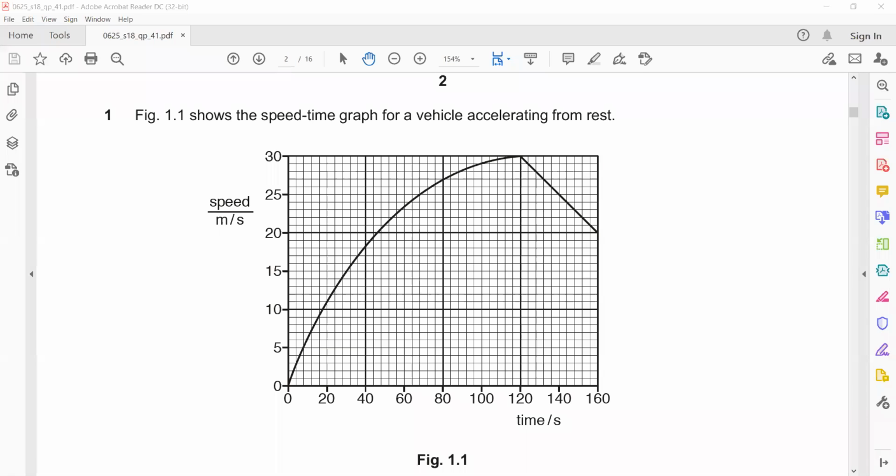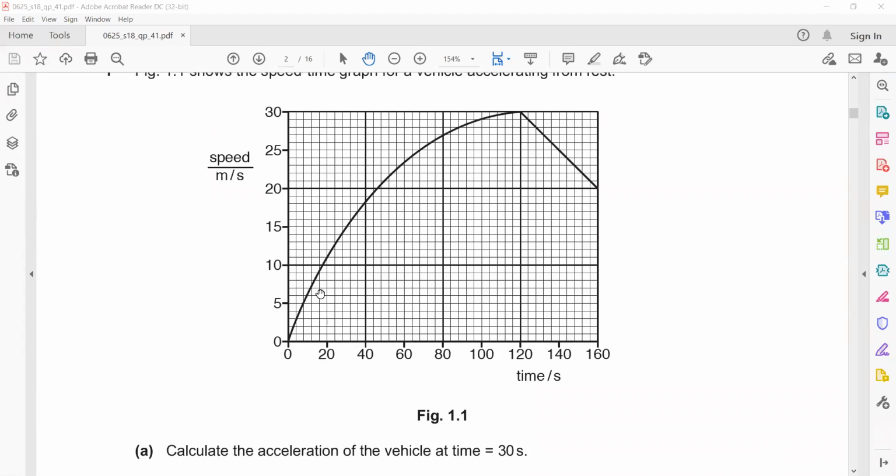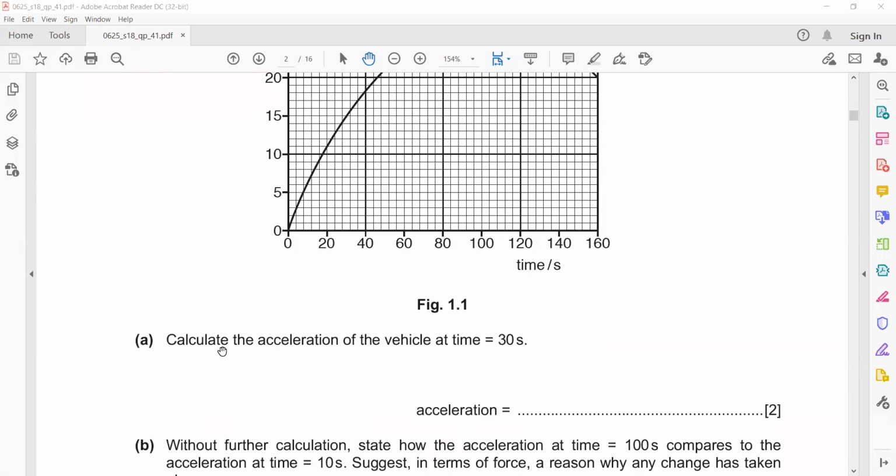Question: Figure 1.1 shows the speed-time graph for a vehicle accelerating from rest. A speed-time graph is given for a vehicle which is accelerating. As you can see, the slope of a speed-time graph or velocity-time graph represents acceleration. Here the slope is decreasing, so acceleration is decreasing, and when the slope is constant, it means acceleration or deceleration will be constant. So on the first part, calculate the acceleration of the vehicle at time t equals 30 seconds.